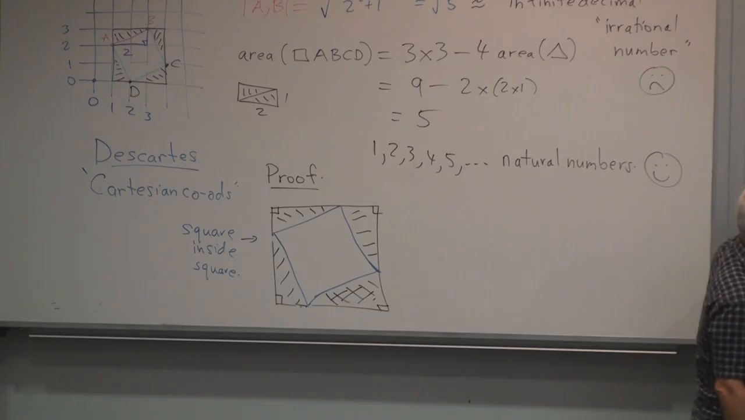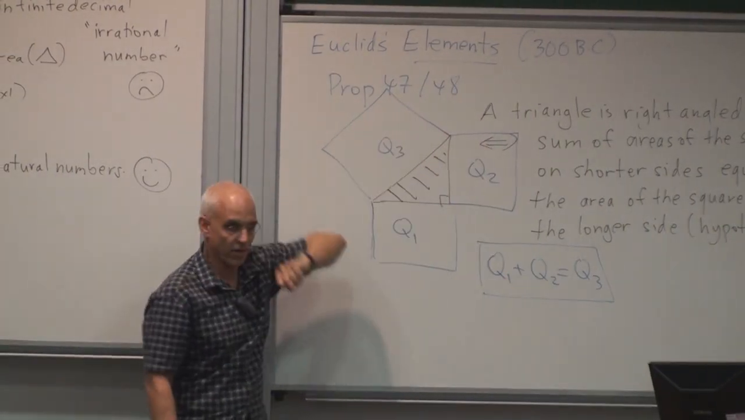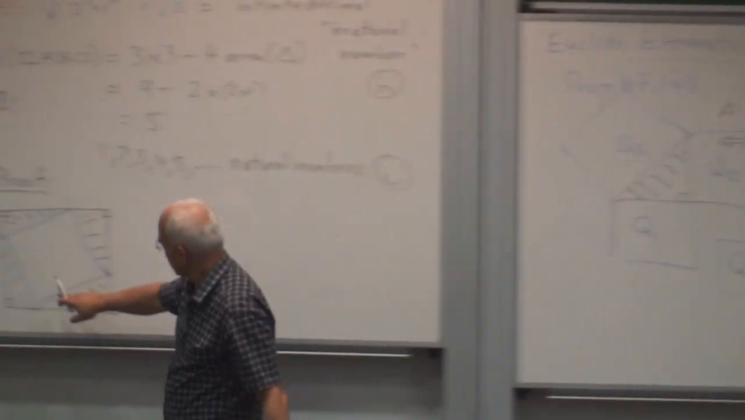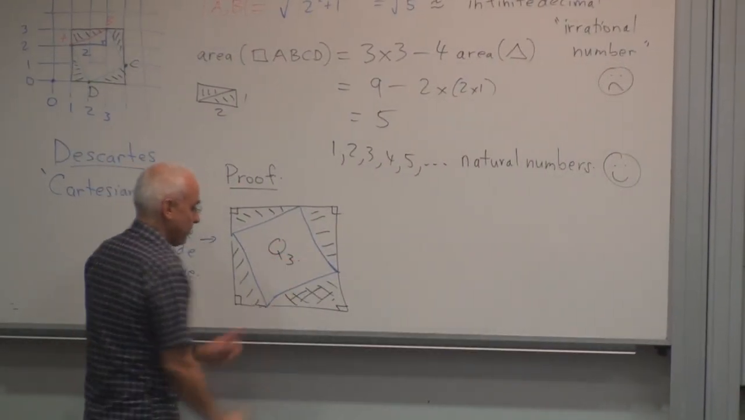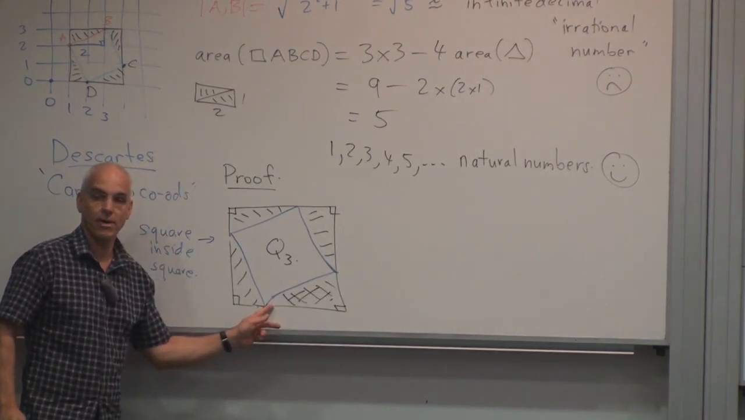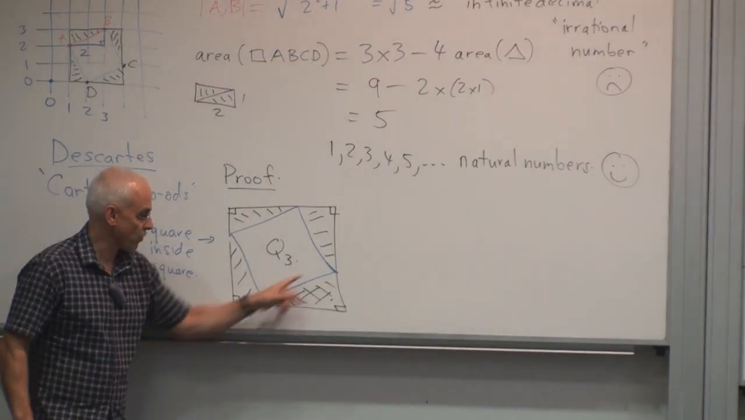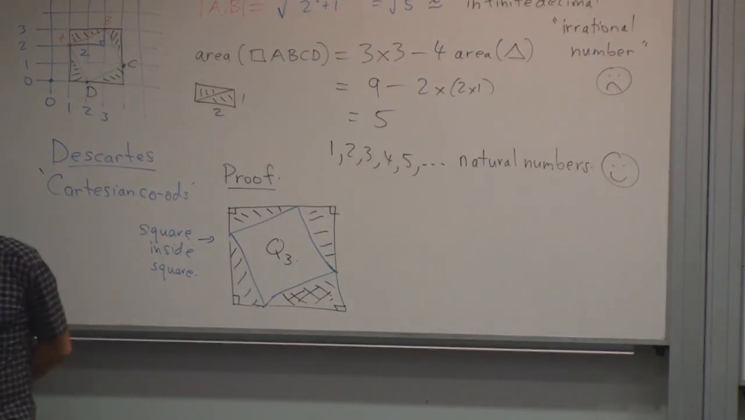Okay, so we're interested in proving why the square on this side plus the square on this side is equal to the square on this side. And we can see that what's inside here, the square inside, is exactly the area Q3, because it's a square on the hypotenuse. Right? It's a square whose side is the hypotenuse of the triangle we're starting with. So that's Q3.